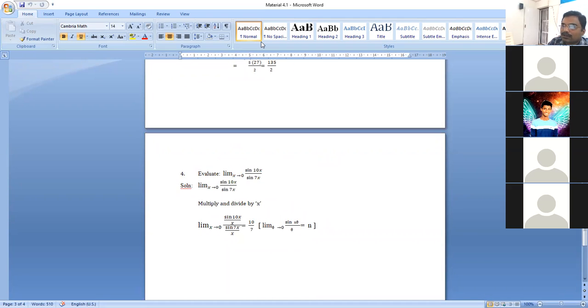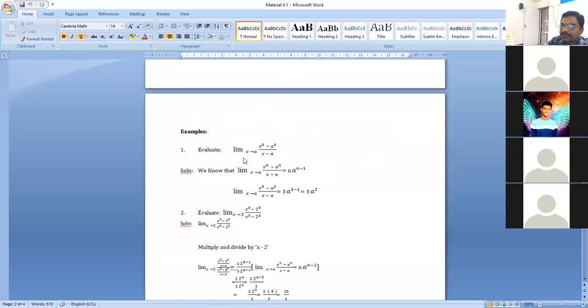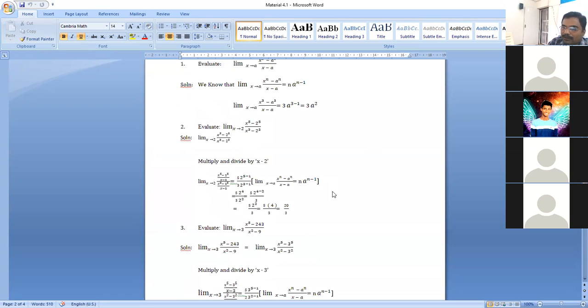Last problem. Evaluate limit x tends to 0, sine 10x by sine 7x. I already told you about the formula given above. Here, the second formula is: limit theta tends to 0, sine n theta by theta equals n. If the form is like this, the right hand side is n. You just have to apply that formula here. So we'll go to that problem.